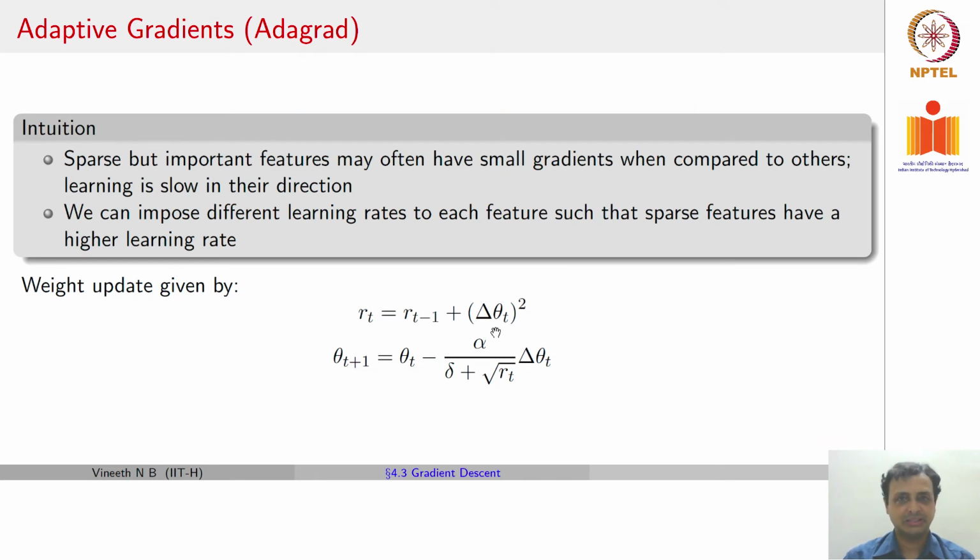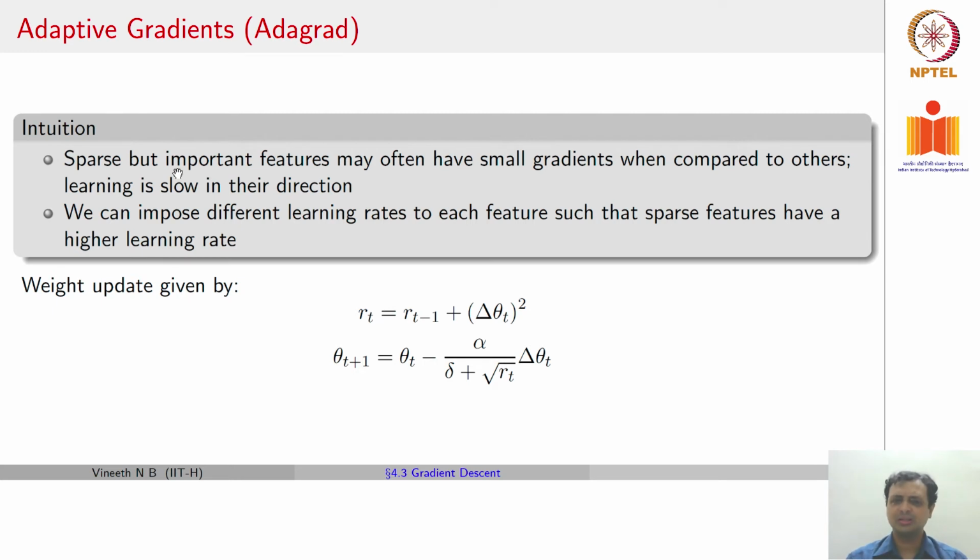One of the earliest methods in this context was known as adaptive gradient, or Adagrad. Adagrad has a simple intuition: sparse but important features may often have small gradients when compared to others, and learning could be slow in that direction. In our case, features means dimensions of weights, rather a subset of weights. So you have your entire space of weights, and a subset of weights which change only once in a while.